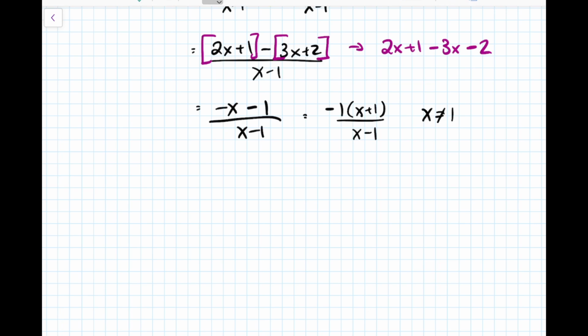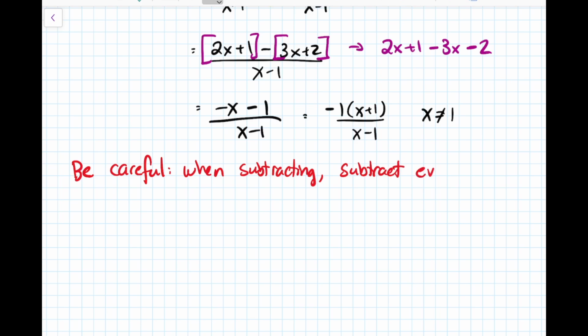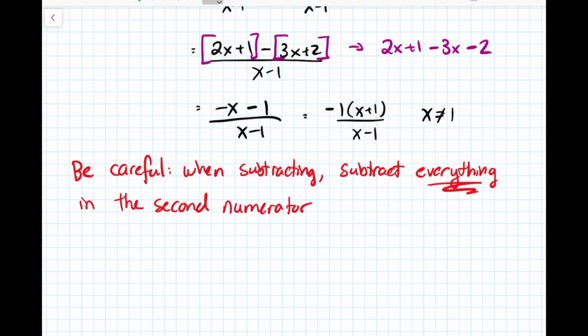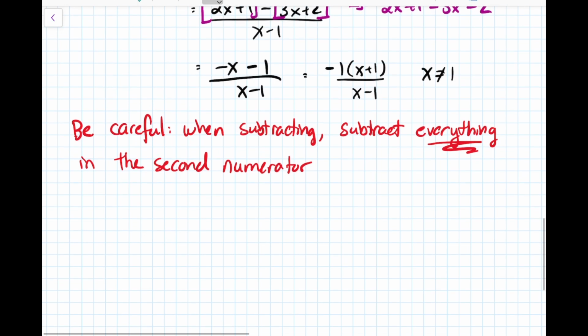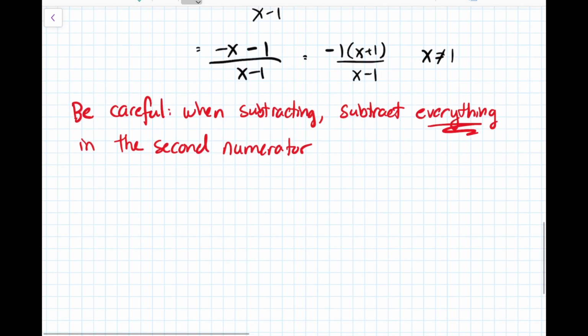So I'm just going to write out a little blurb for you to add to your notes, just to remind you about that subtraction thing. So you're going to be careful when you're subtracting, you're going to subtract everything in the second numerator. So with that in mind, try this next one for yourselves.